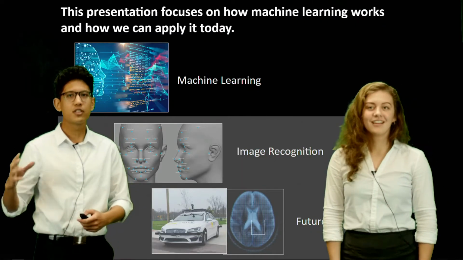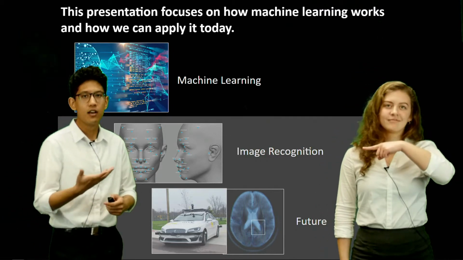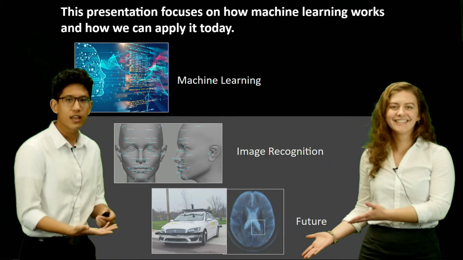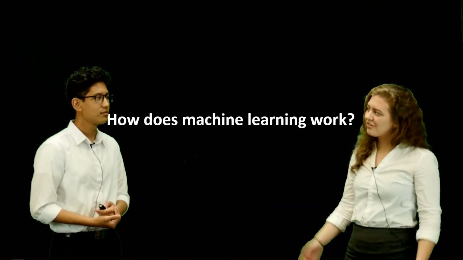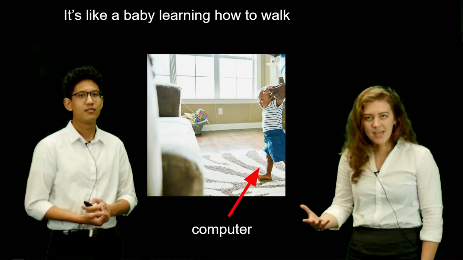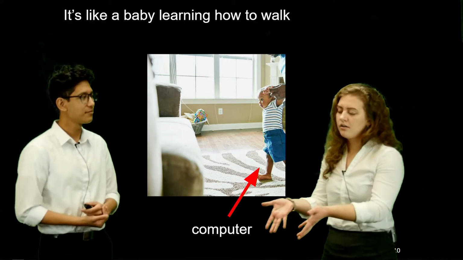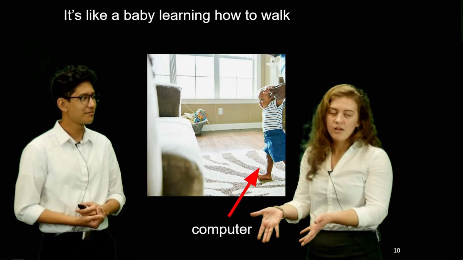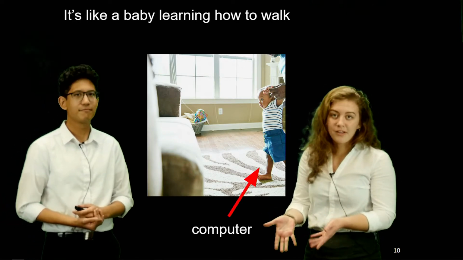All right, so first we're going to talk about the basics of machine learning and how that's applied in image recognition and how we can apply that in the future. So how does machine learning work? Imagine that a baby human is a computer. As the baby is learning how to walk, it's going to fall a lot. But with each step, it's going to learn something new until eventually it walks properly and efficiently.